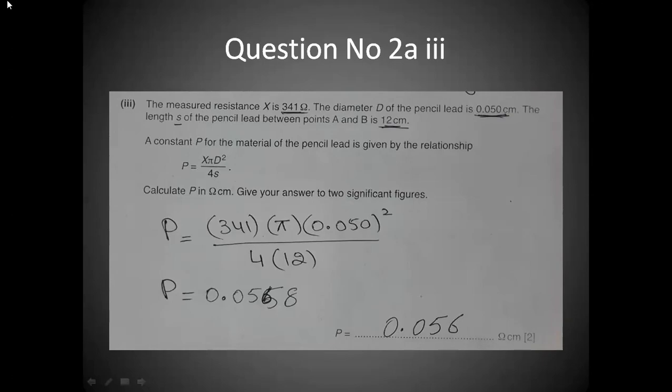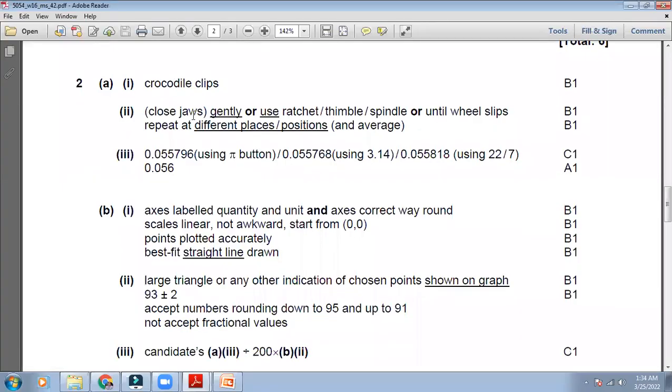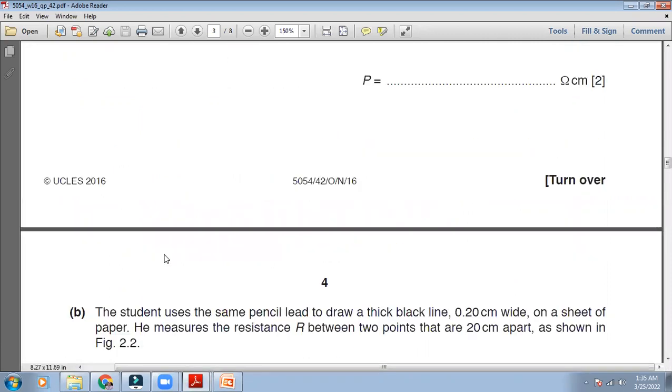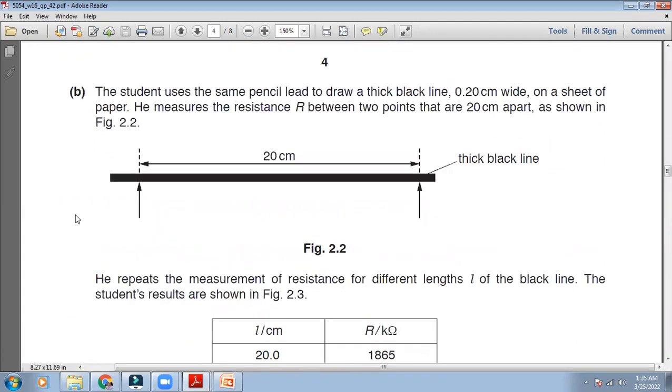Hope you understand. Let's have a look at the marking scheme first, because crocodile clips, closed jaws, and the final answer will be 0.056. So our answers are right. Question number 2A part is done. Then question number 2 and its B part.